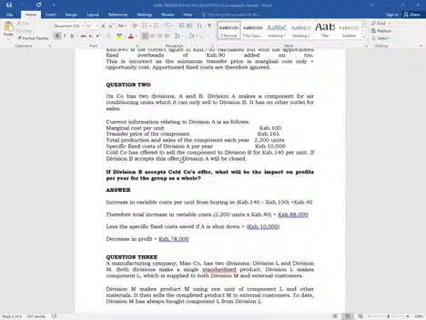If Division B accepts Cold company's offer, what will be the impact on profits per year for the group as a whole? This is a very nice question for advanced MA. I'm telling you, so many students here will not score any mark. I have a shortcut. I have an approach for this, and I believe this approach is the best.